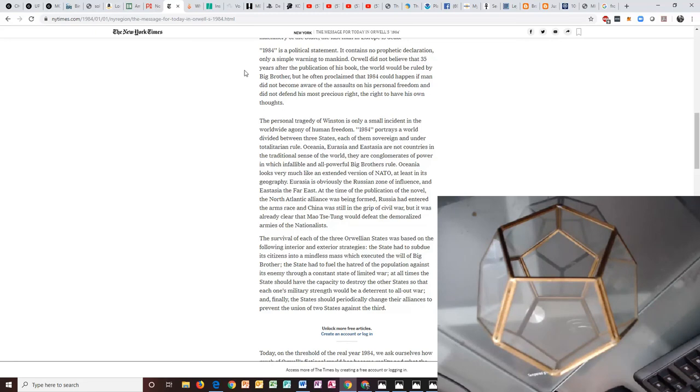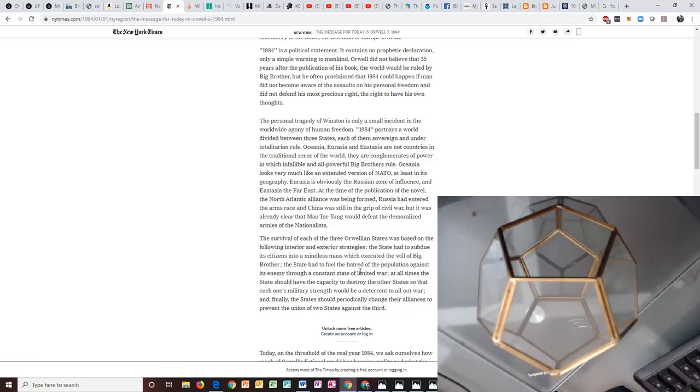Orwell did not believe that 35 years after the publication of his book, the world would be ruled by Big Brother, but he often proclaimed that 1984 could happen if man did not become aware of the assaults on his personal freedom and did not defend his precious right, the right to have his own thoughts. The survival of each of the three Orwellian states was based on the following interior and exterior strategies. The state had to subdue its citizens in a mindless mass, which executed the will of Big Brother.